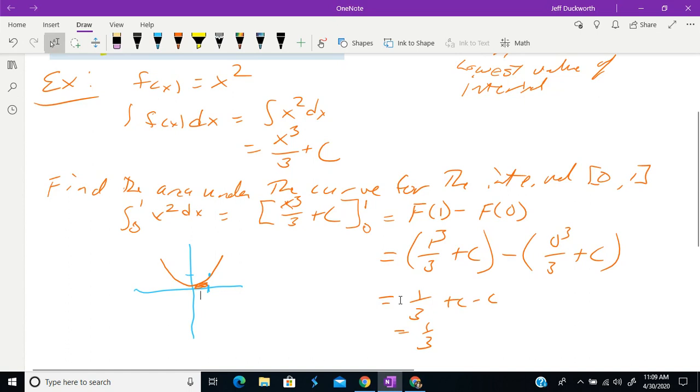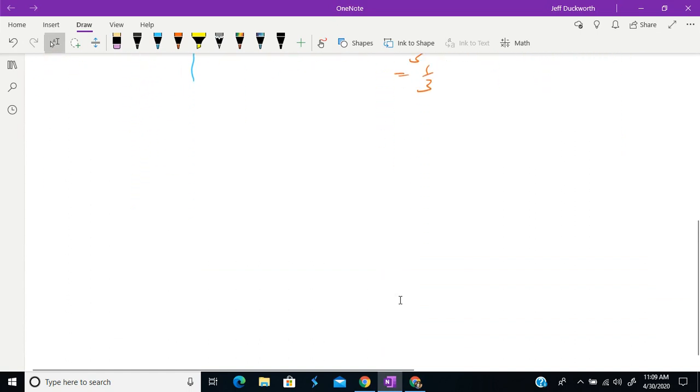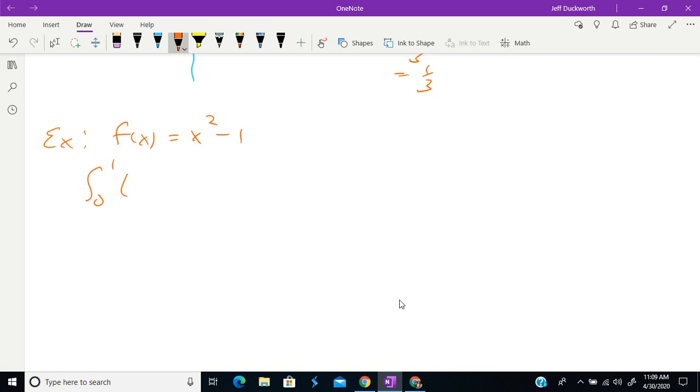Now let's slightly change this. We're going to let f of x equal x squared minus 1. So we're just going to shift the graph down 1, and it's going to put us below the x-axis. But let's evaluate the same thing, only we're going to evaluate x squared minus 1. So the integral of this is, again, x cubed over 3 for our first one, but the integral of -1 is just negative x. And again, I'm not worried about the c. It's going to go away.